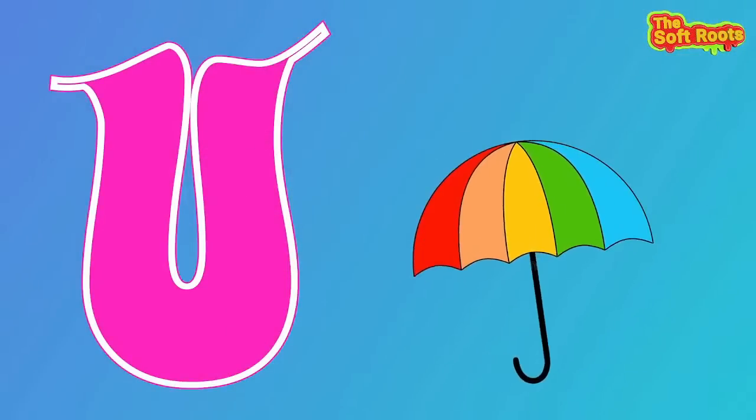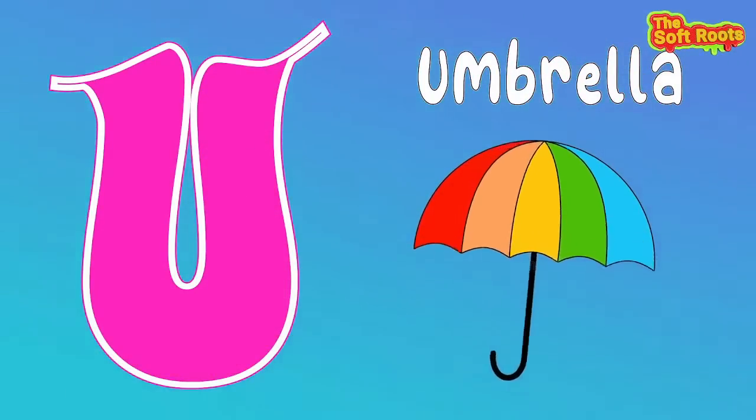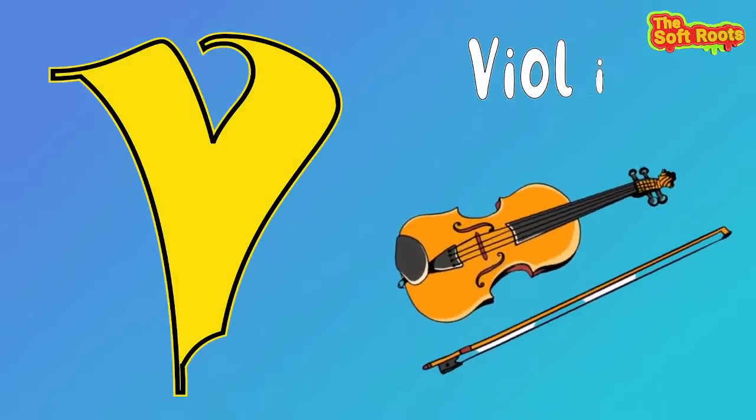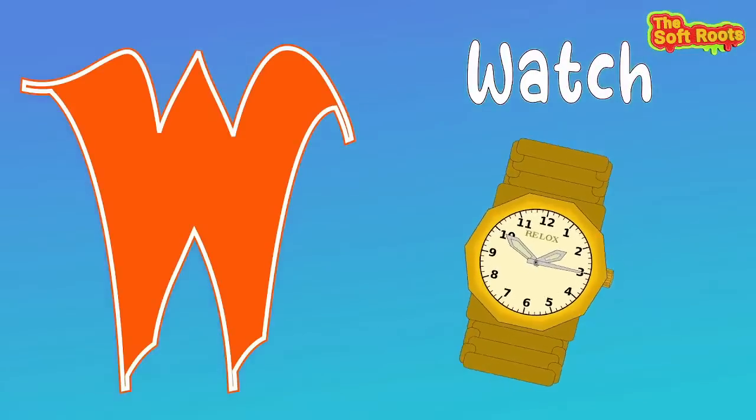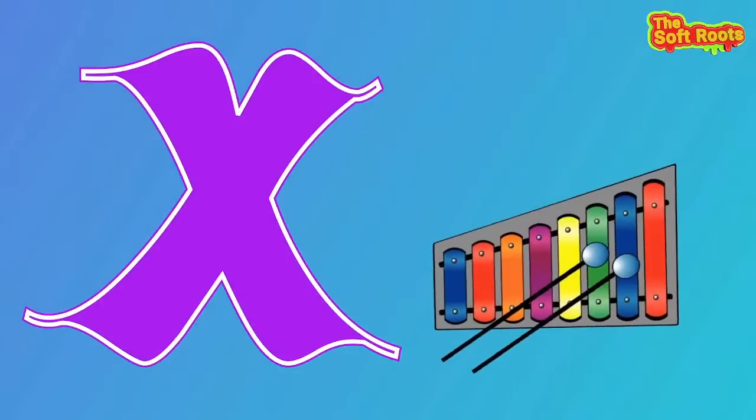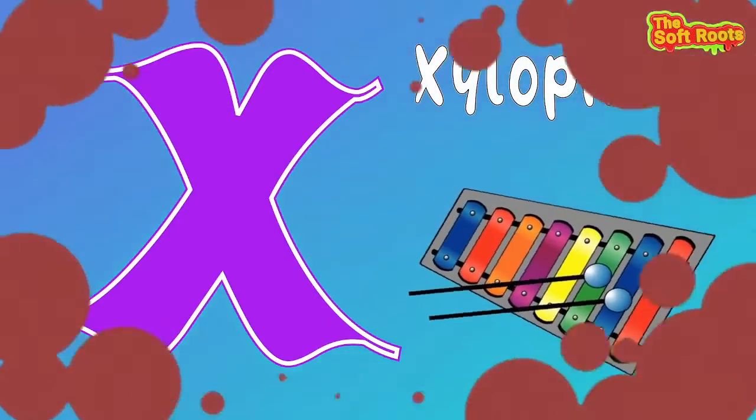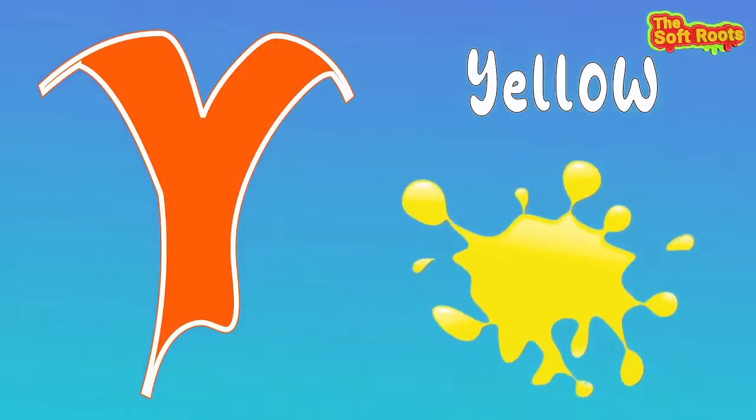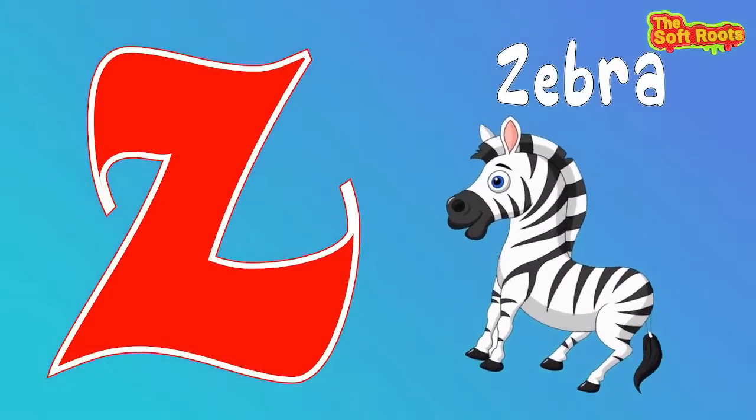U is for umbrella. V is for violin. W is for watch. X is for xylophone. Y is for yellow. Z is for zebra.